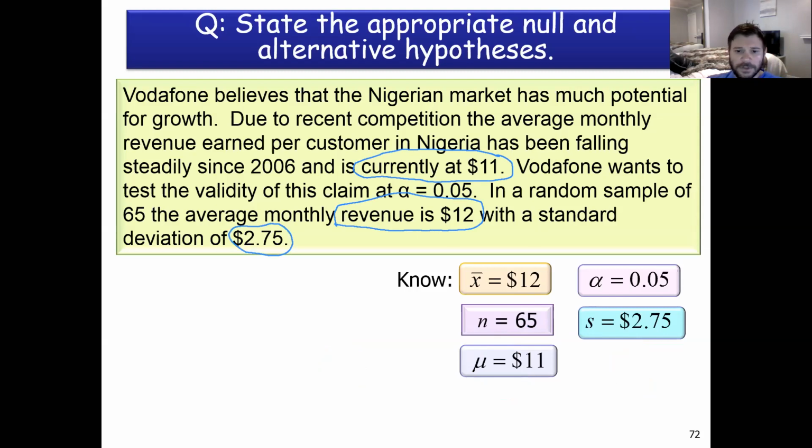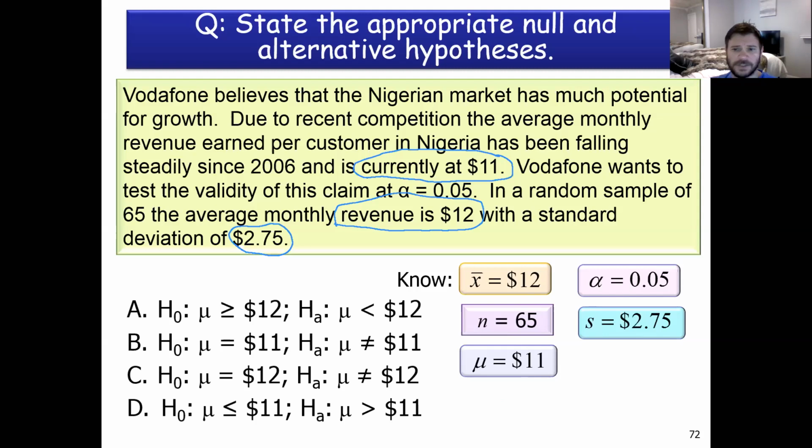Okay, so that being the case, first thing we have to do is figure out our null and our alternative hypothesis. And again, the null hypothesis here is what we're trying to disprove. And it looks like our evidence says $12 revenue is different than 11. Okay, so the forms of our null hypothesis. Remember, null hypothesis always has to include some form of the equal sign. And in this case, all of them do. So that doesn't really help us eliminate answer choices here.